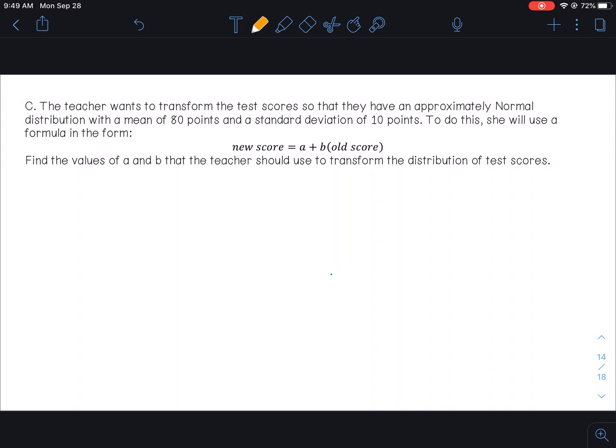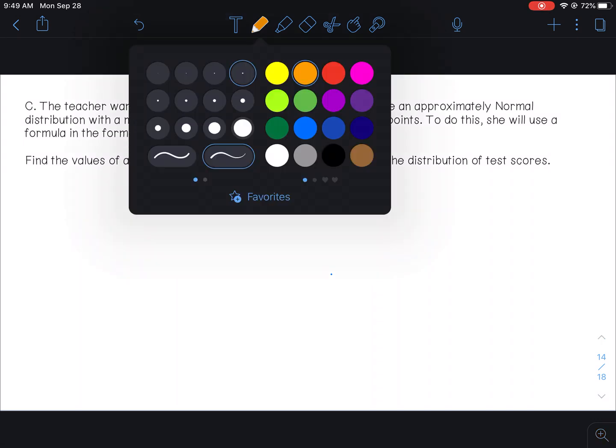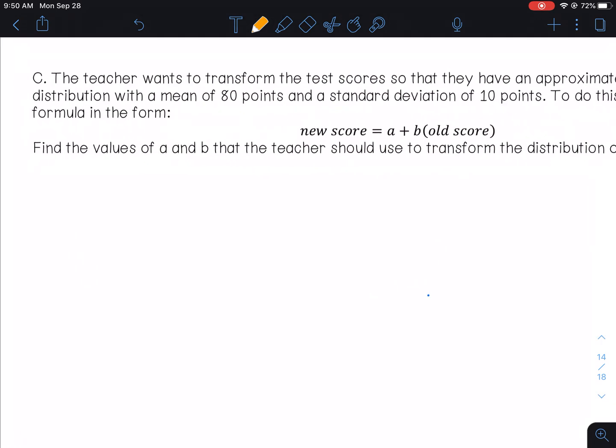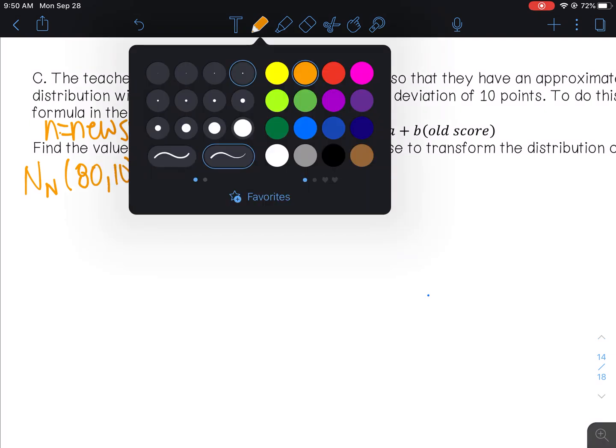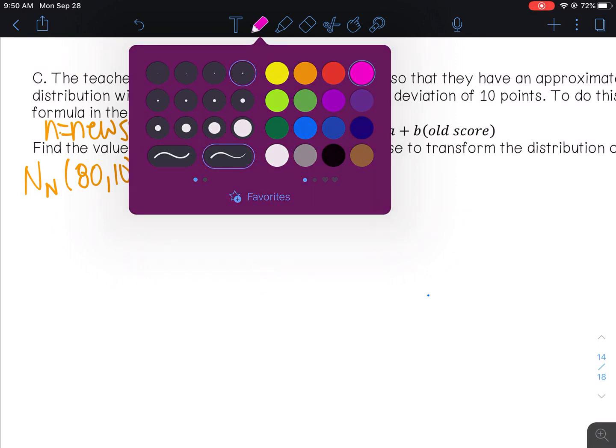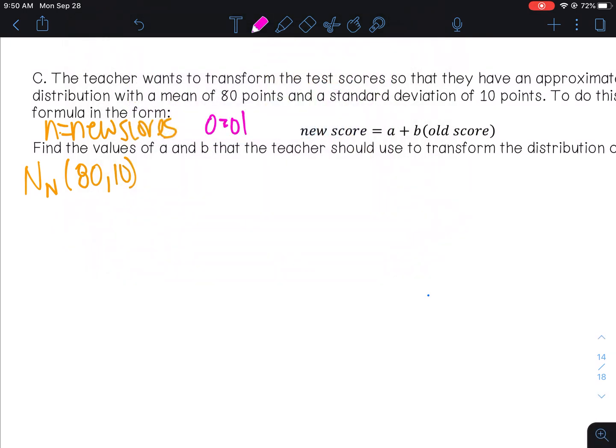So it says the teacher wants to transform the test scores so that they have an approximately normal distribution with a mean of 80 and a standard deviation of 10. So I'm writing out my new test score. I'm going to do N sub N because new. Defining my variables, it's going to be N(80, 10). I'm actually going to note my old ones. O is going to be old score. So my distribution was N sub O.